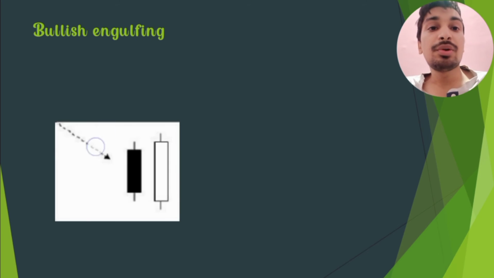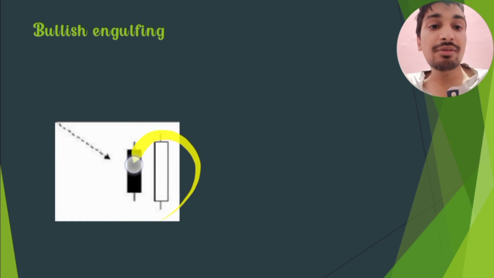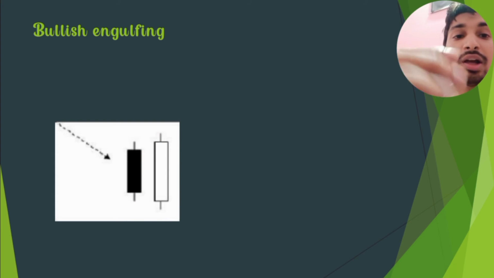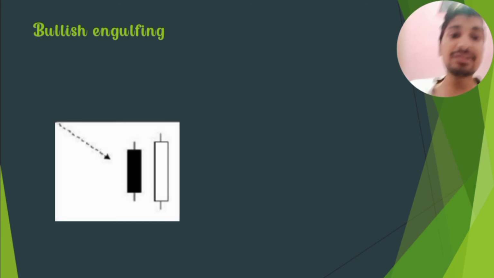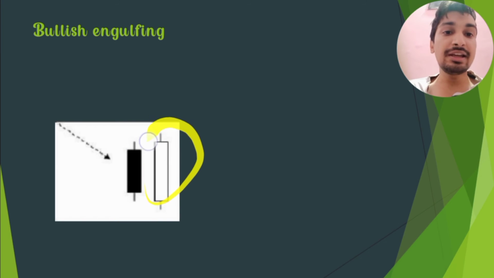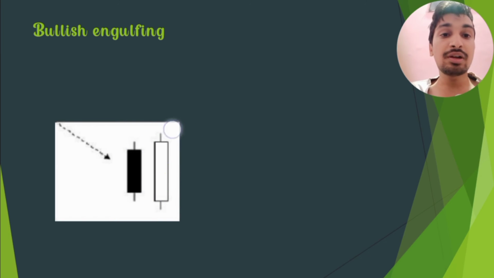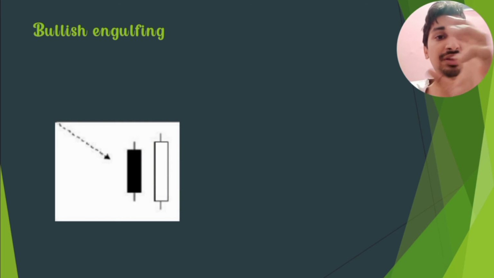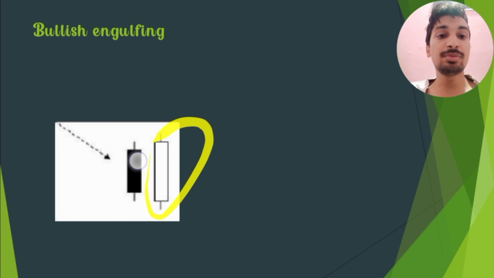And this is the bullish engulfing pattern. This is a small red candle, and after the red candle you have a bigger green candle. So bullish engulfing: the market is the bull. This green candle can be called the bull, because the market is showing an upward direction, right? Bullish engulfing is like the bull engulfing the bear. So this is bullish engulfing.